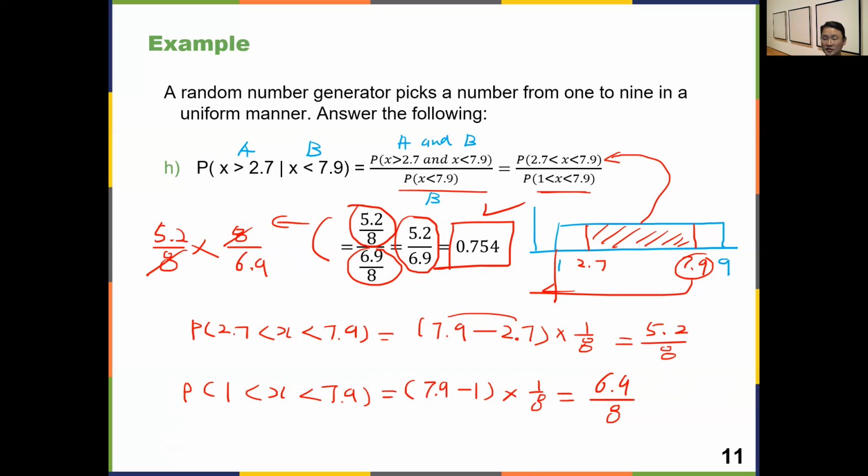All right, so this is a little bit confusing because they are bringing back the conditional probability concept. But the individual piece is not that crazy. All right. Okay, should we move on? Okay, let's move on.